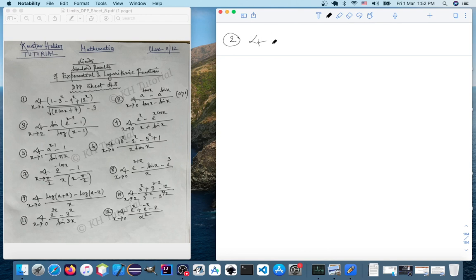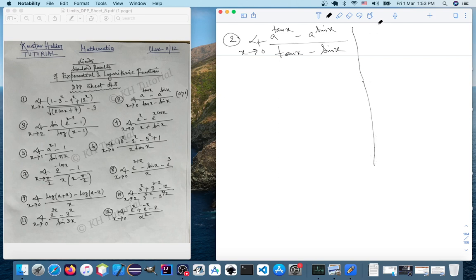It says limit x tending to 0, a to the power tan x minus a to the power sin x divided by tan x minus sin x. Now, to solve this kind of problem, you can think of two approaches. Let me first write down the two approaches.